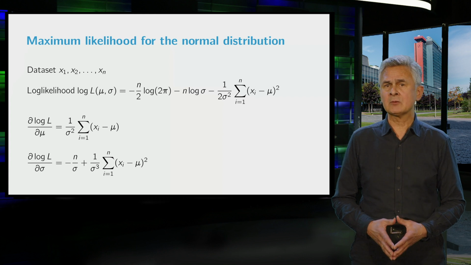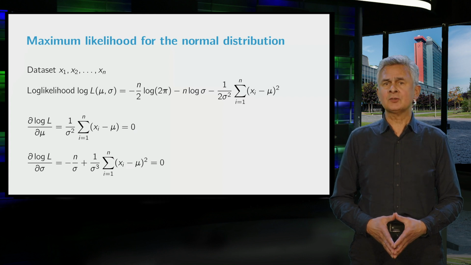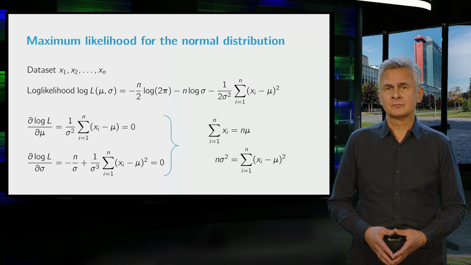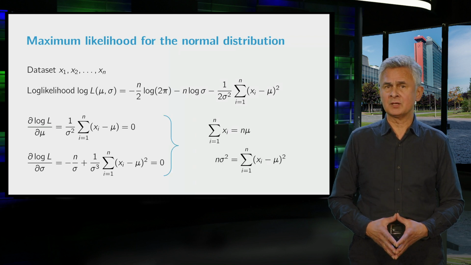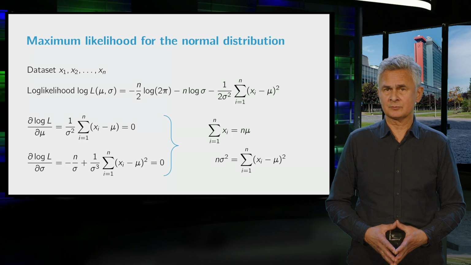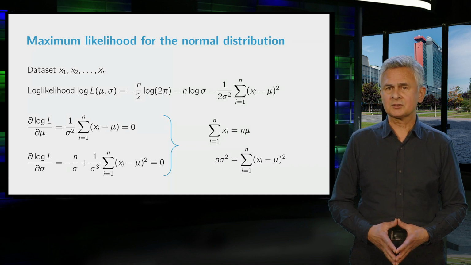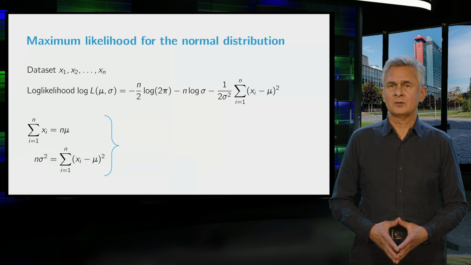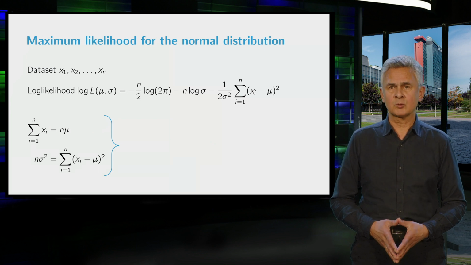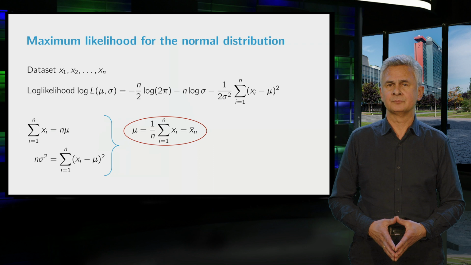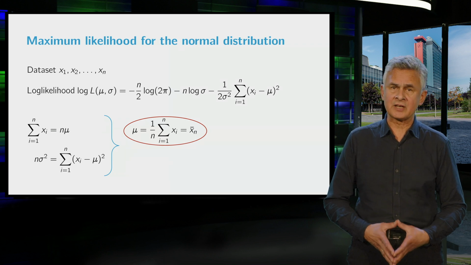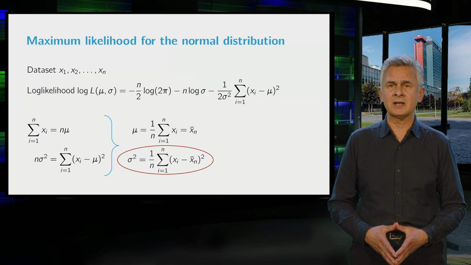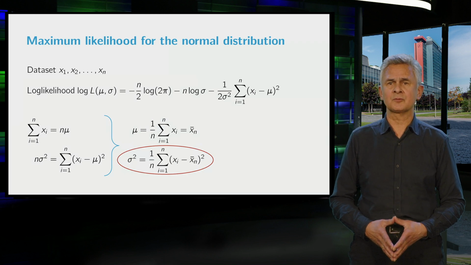But when we put them equal to 0, they lead to the following system of equations. Again, you may pause the video here for a moment to check this. Let us continue with this system of equations. The first one is solved for mu equal to x bar. Inserting this in the second equation and then dividing both sides by n gives us the solution for sigma squared.